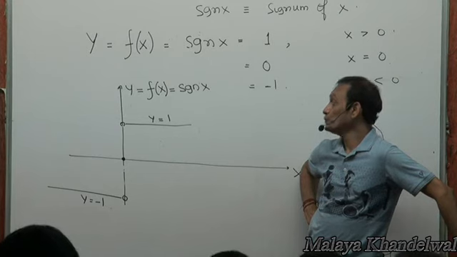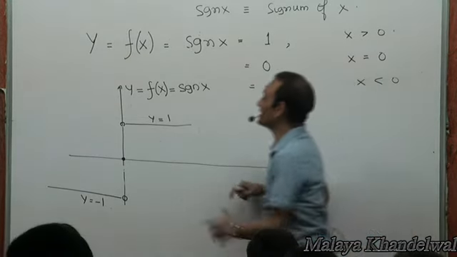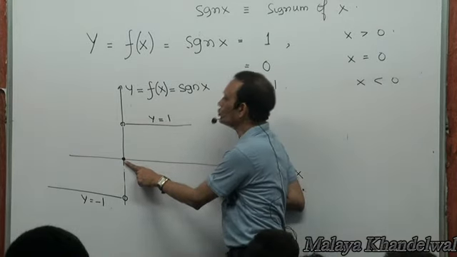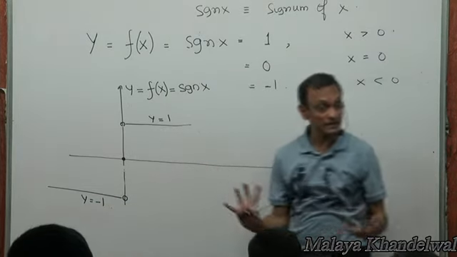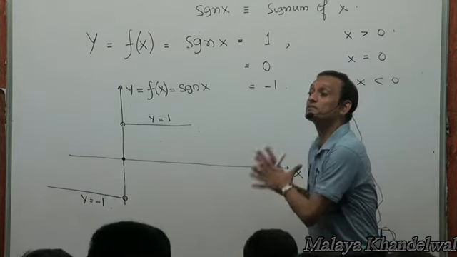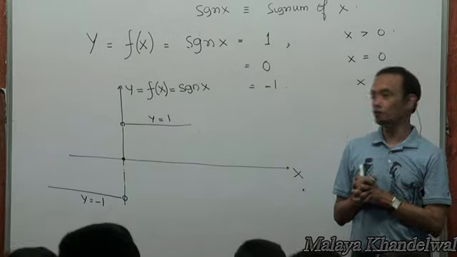And very clearly, there is a tremendous amount of change of behavior at x equal to 0. At x equal to 0, it is 0. To the right of 0, it is 1. And to the immediate left of 0, it is minus 1. So at x equal to 0, there is a perceptible change of character of this function. Clear? Do you all understand this?